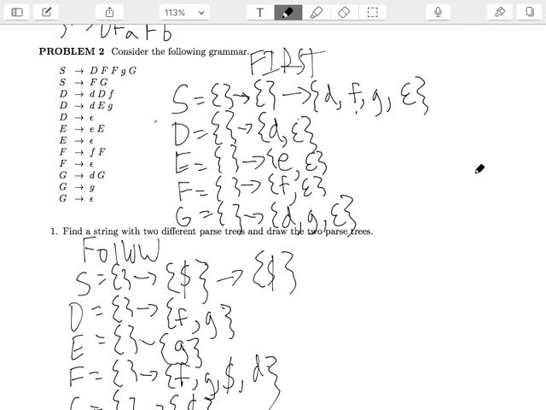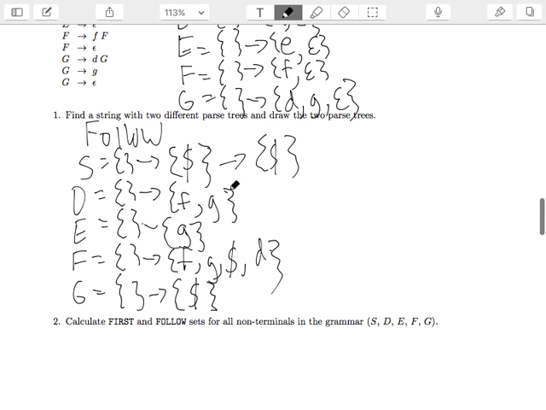Okay. For the leftmost derivation, I think it's question one. Sure. Should I include the steps when I'm writing it out, or can I just include what's going to remain at the end?